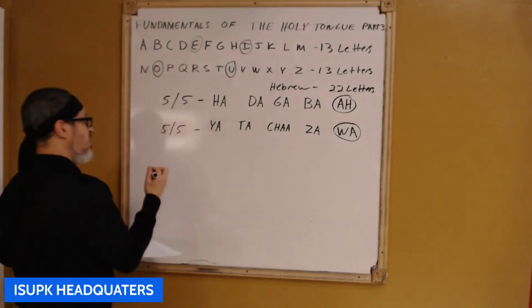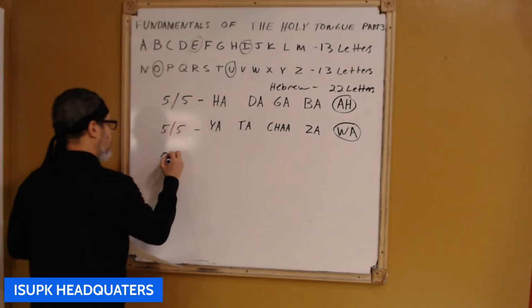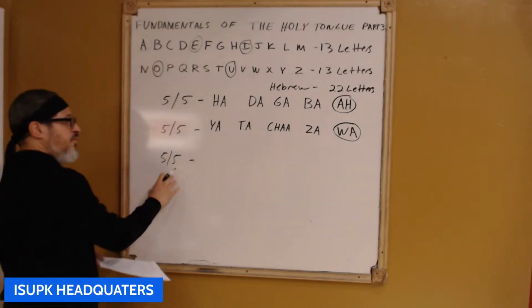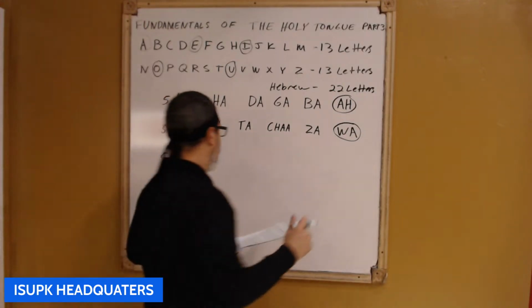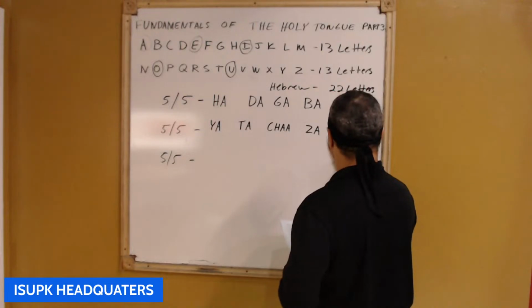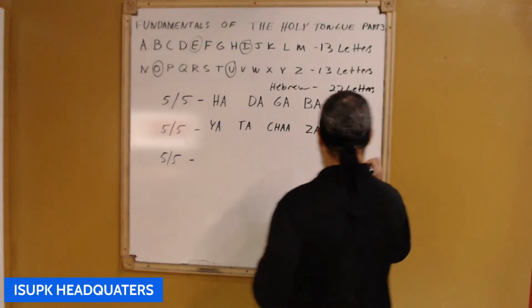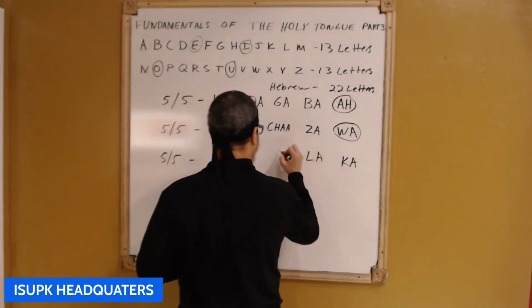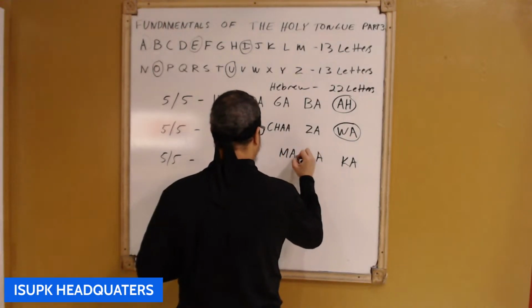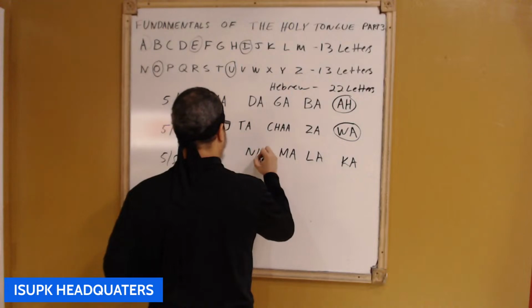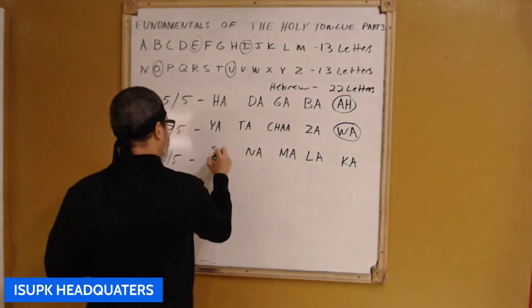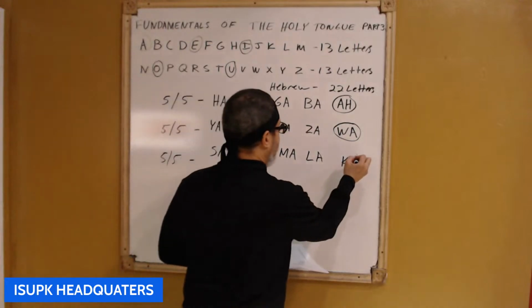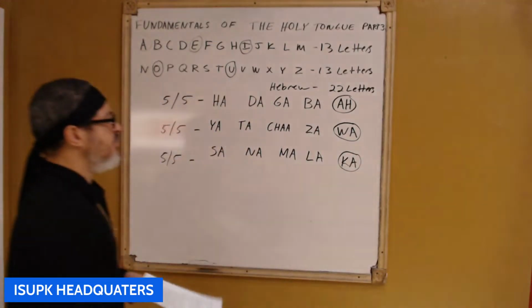Then we created a next sequence. Another 5 characters, another 5 syllables. Ka, la, ma, na, sa. And this sequence started with the ka.